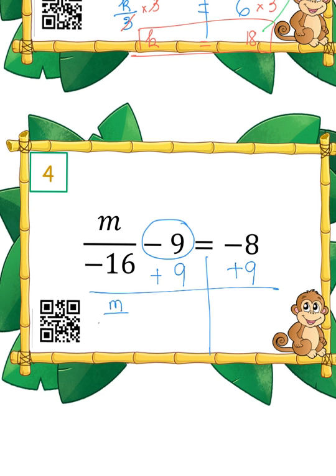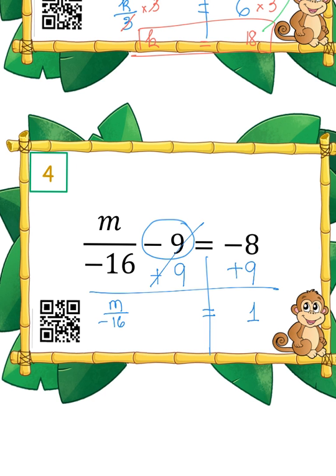m over negative 16. Minus 9 plus 9 is 0. Negative 8 add 9. Same sign, add and keep. Different signs, we subtract. Keep the sign of the higher number, so 9 is greater than 8. So the answer is 1.